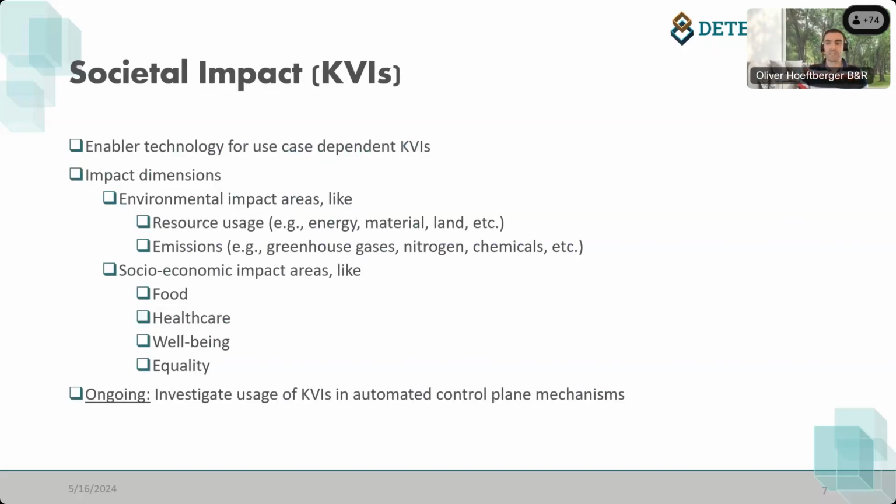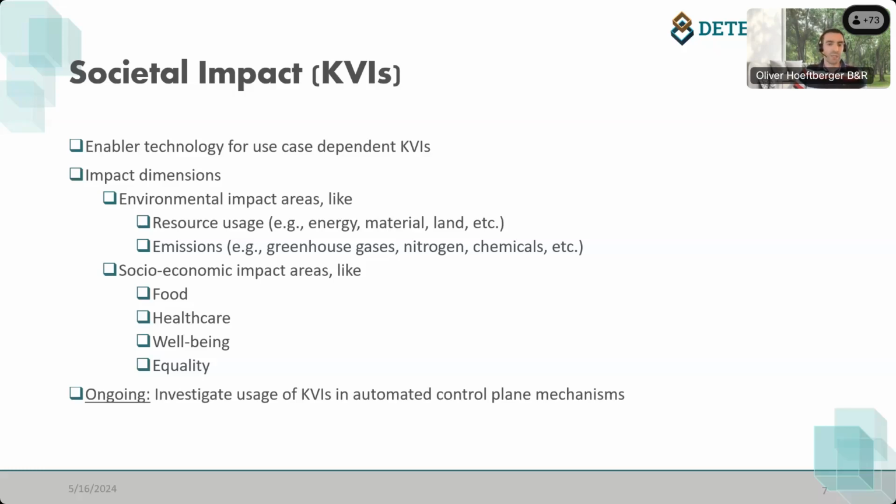We also use the same methodology for the KVIs as we have heard in the previous talks. That is based on 6GIA guidelines. Here we mainly see the enabler technologies for KVs that can be provided by the application. We are not really working on optimizing those KVs and KVIs. But we have been looking at certain KVIs in the domains of environmental impact areas and also socioeconomic impact areas based on the existing use cases.